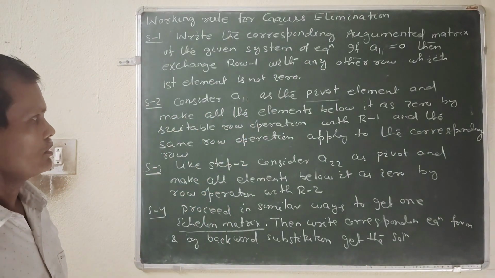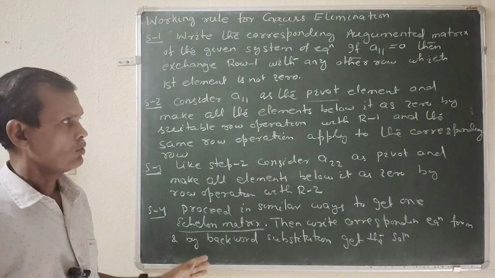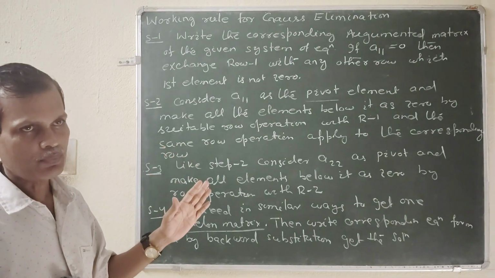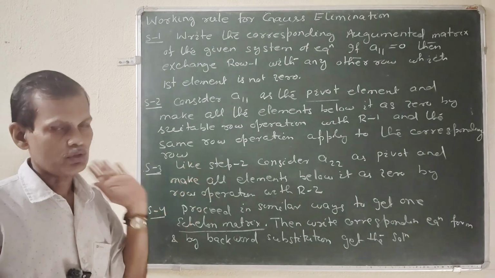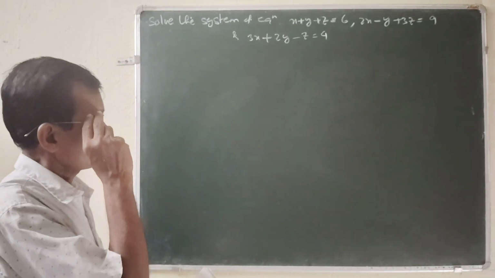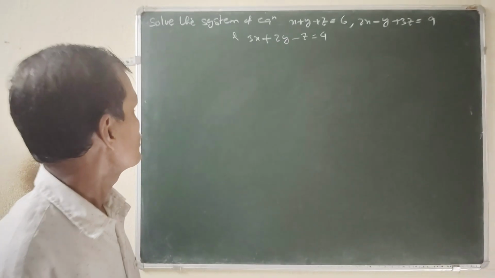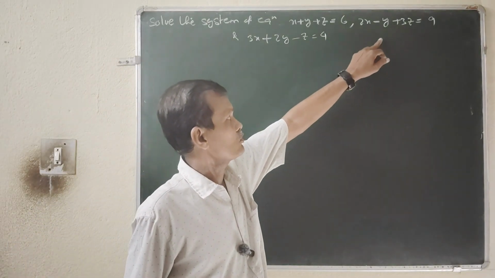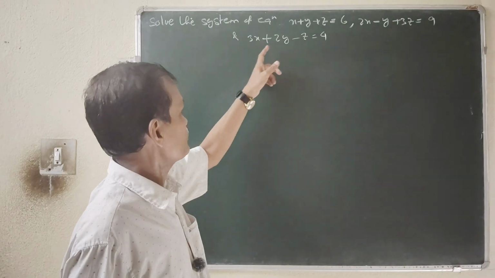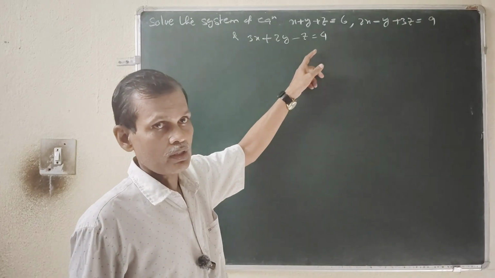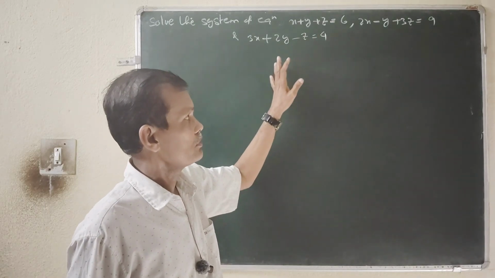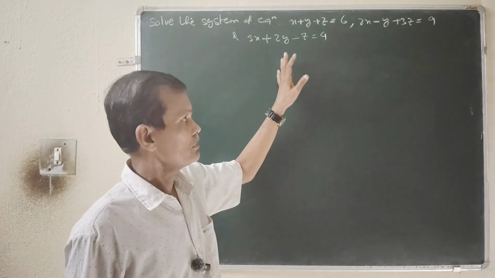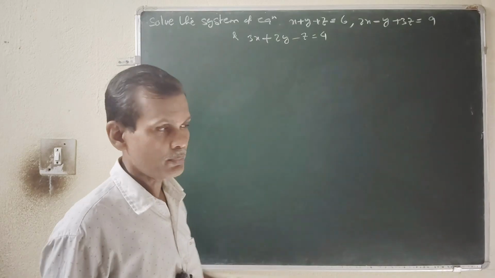You can keep a screenshot of this rule, and then we will apply this rule to some specific examples to solve equations. Now we will solve the system of equations with this example: x plus y plus z equal to 6, 2x minus y plus 3z equal to 9, and 3x plus 2y minus z equal to 4. When we simultaneously consider these three equations, that constitutes a system of equations. You see how we solve this system using the Gauss elimination process.